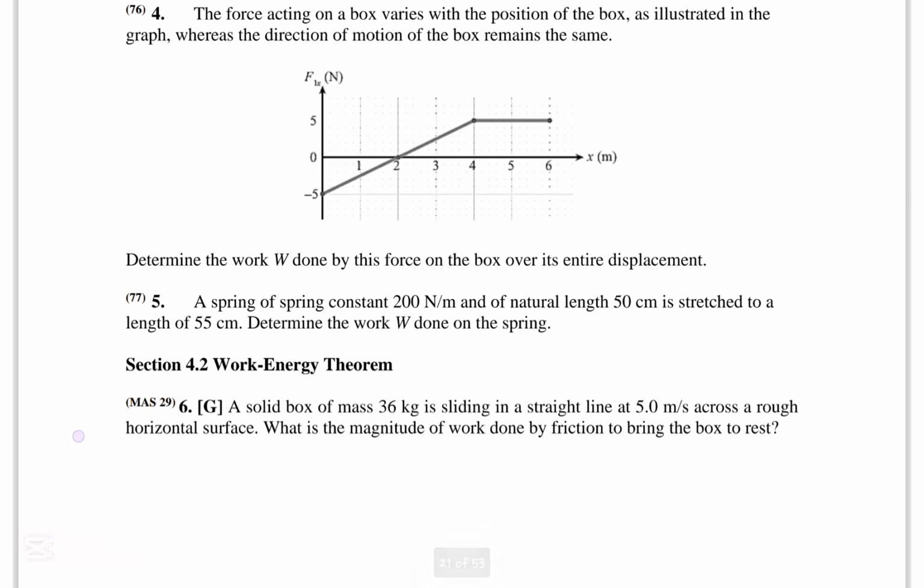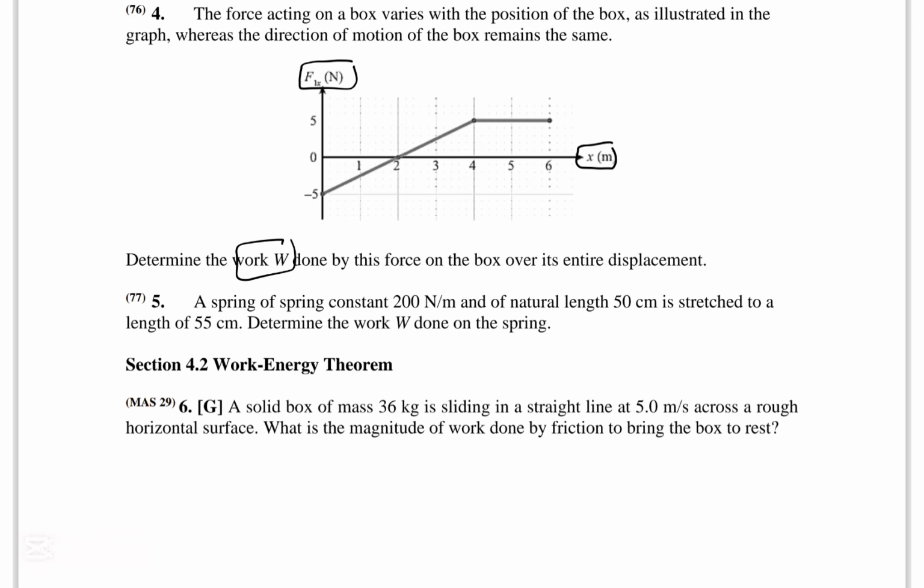What does it say in question number 4? The force acting on a box varies with the position of the box, as illustrated in the graph, whereas the direction of motion of the box remains the same. So this is our force and this is our position, right? What do they want to find? They want us to find the work W done by this force on the box over its entire displacement.